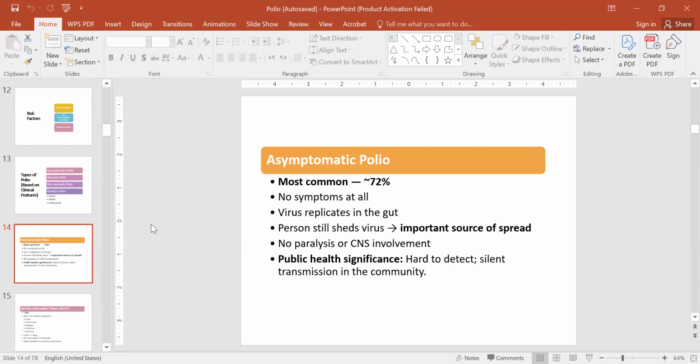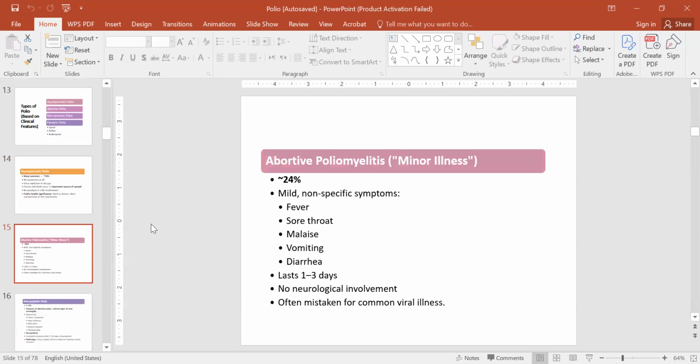Asymptomatic polio is the major type that's most common, 72%. No symptoms occur in this type, and virus is in the gut, and person still sheds virus, and it's an important source of spread. No paralysis or no CNS involvement is there. Public health significance of this type is that it's hard to detect, and a silent transmission in the community is occurring.